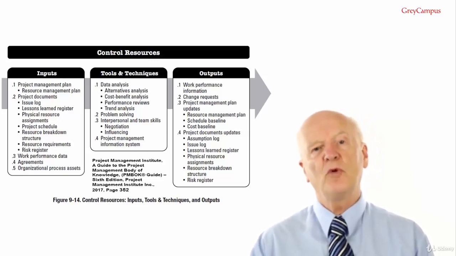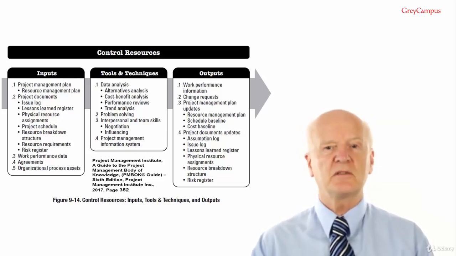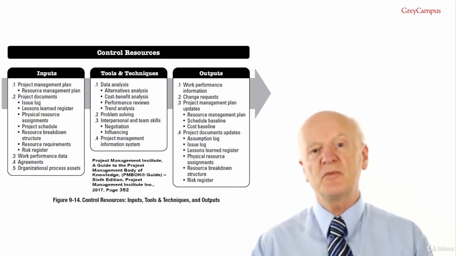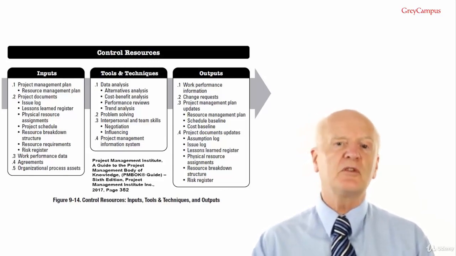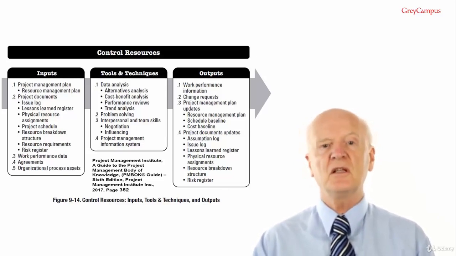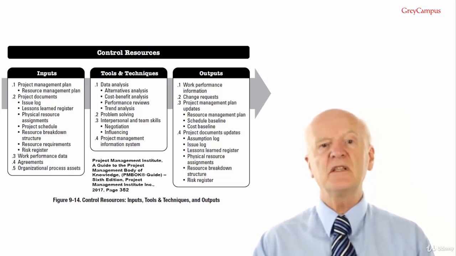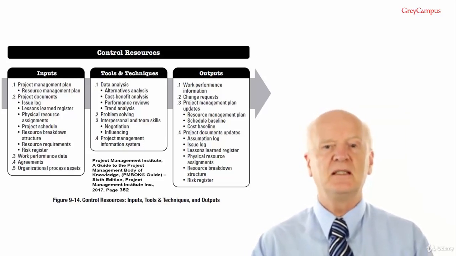Tools and techniques number 4, project management information systems. Such systems can include resource management or scheduling software and can be used to monitor the resource utilisation, which helps ensure that the right resources are working on the right activities at the right time and places.